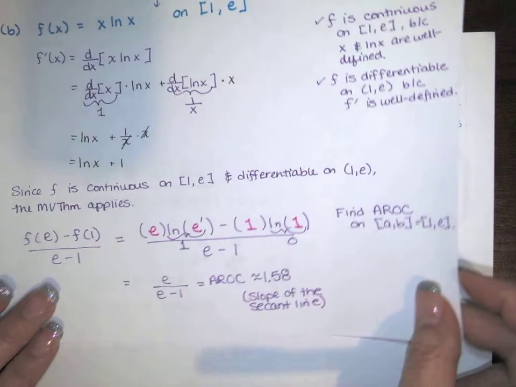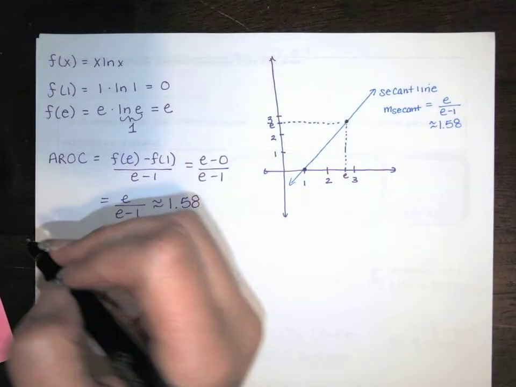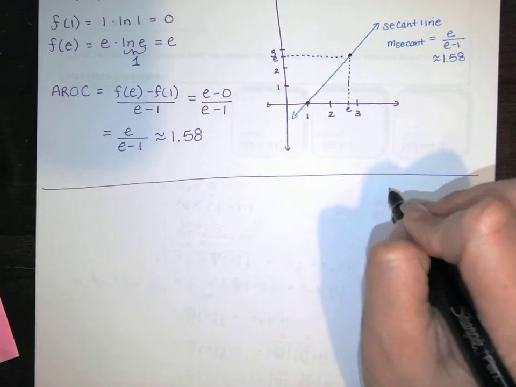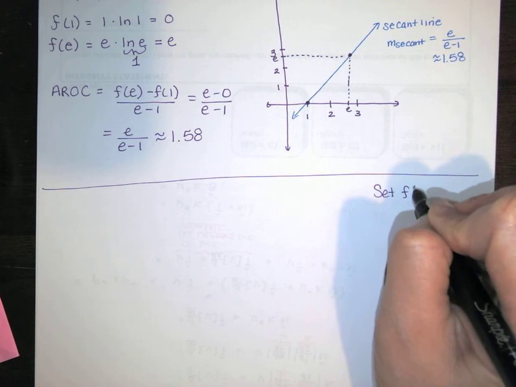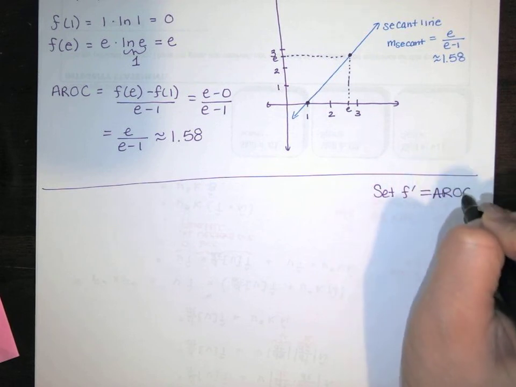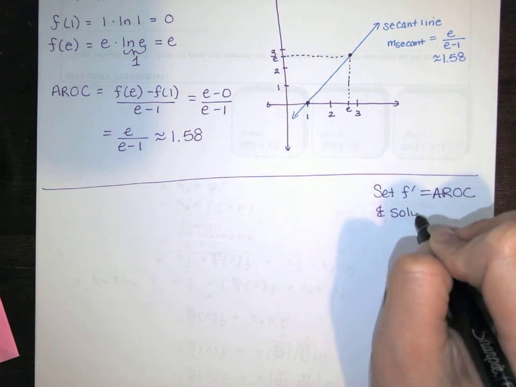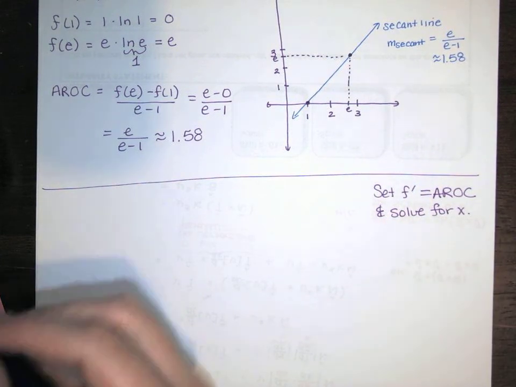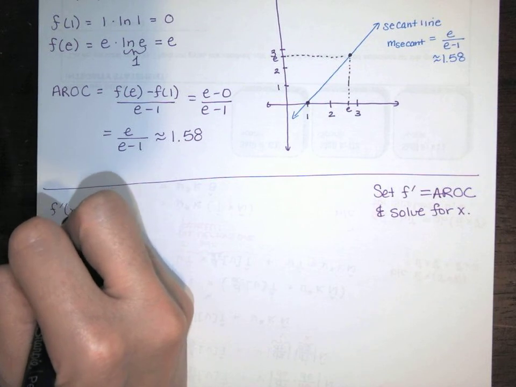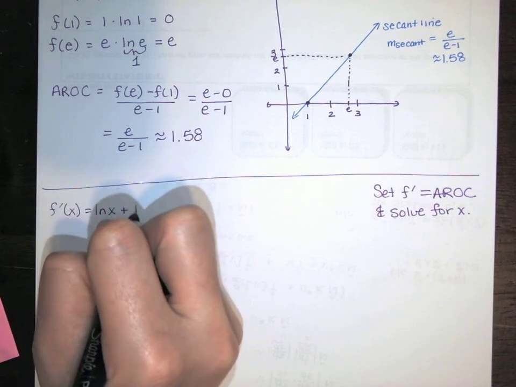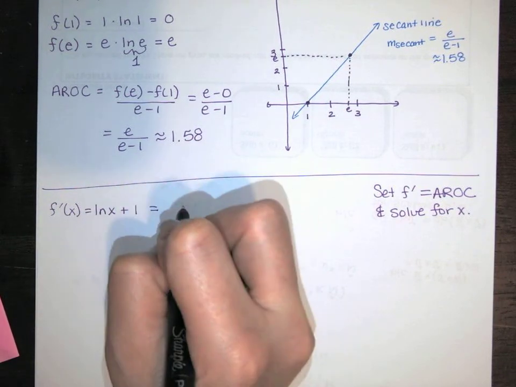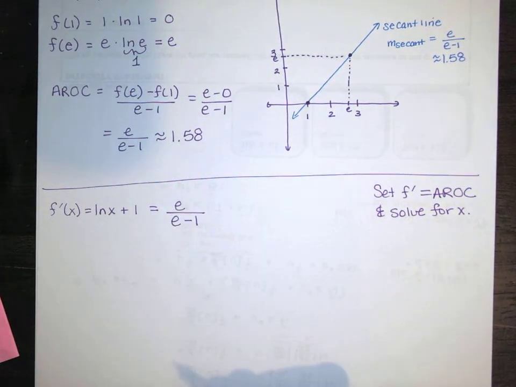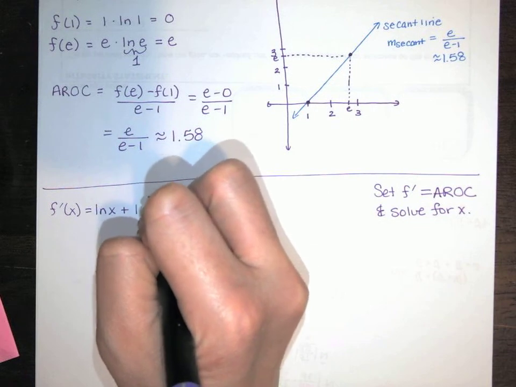So once you have found the average rate of change, the next thing you do is set the derivative equal to the average rate of change and solve for x. If you want, you could call that f prime of c and solve for c. It's the same thing. So we've got f prime of x. We calculated that earlier. It was natural log of x plus 1. We're setting that equal to e over e minus 1.